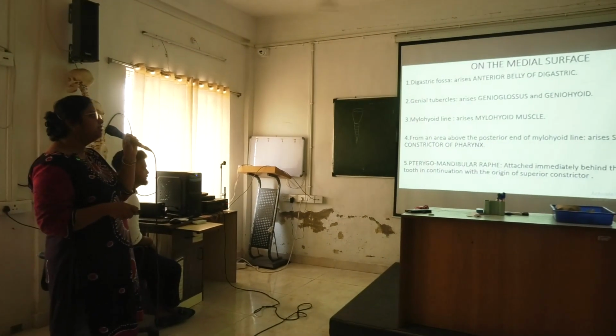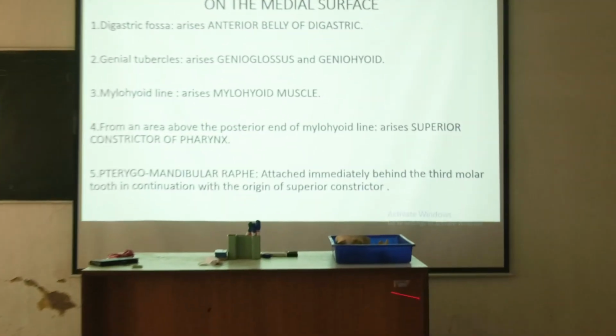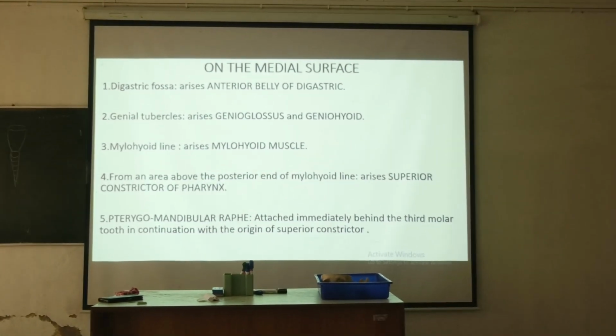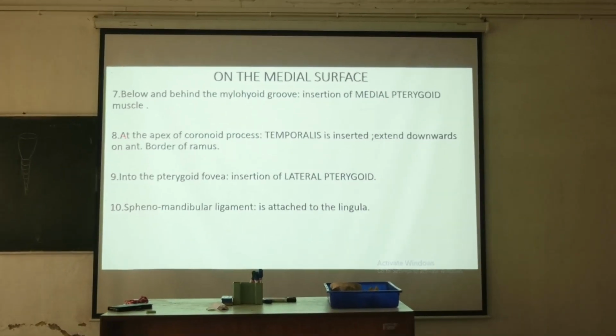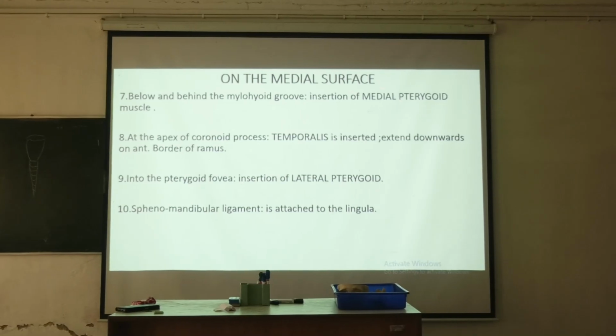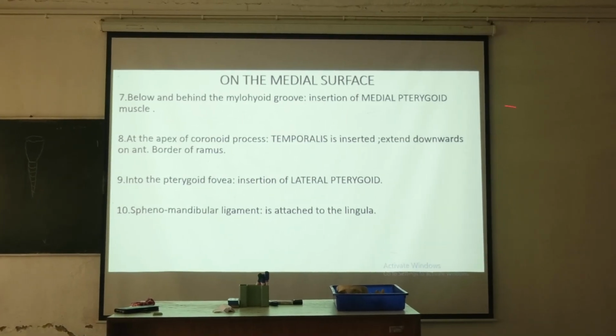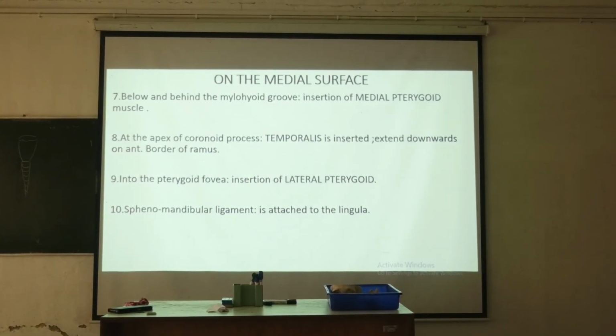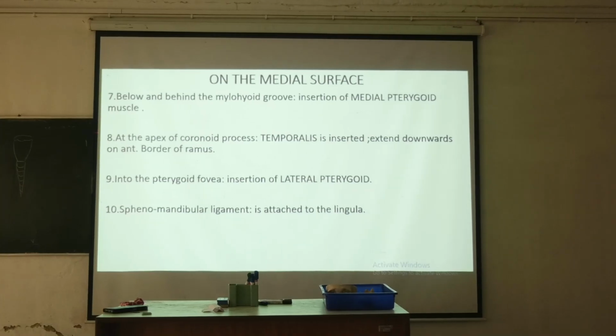Okay, understood? Next is the pterygomandibular raphe. It is attached immediately behind the third molar tooth, in continuation with the origin of the superior constrictor. Okay, behind the third molar. Next, below and behind the mylohyoid groove, there is the insertion of medial pterygoid, another muscle of mastication. Okay, insertion of medial pterygoid.